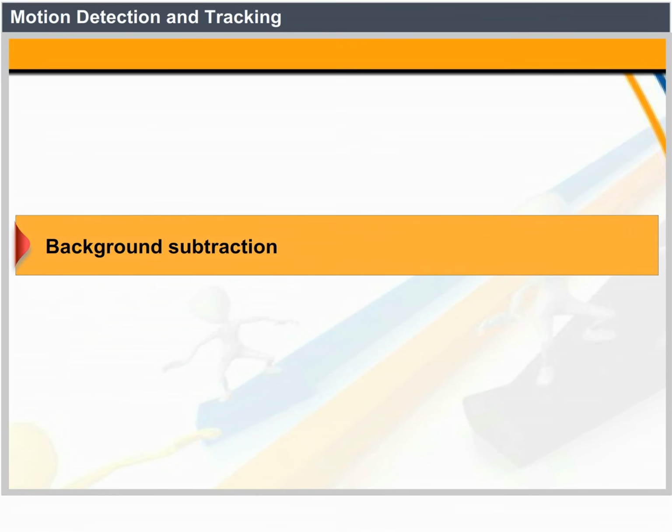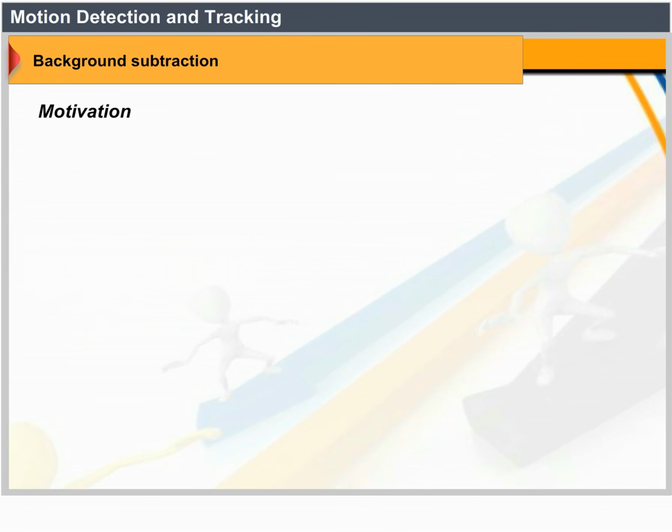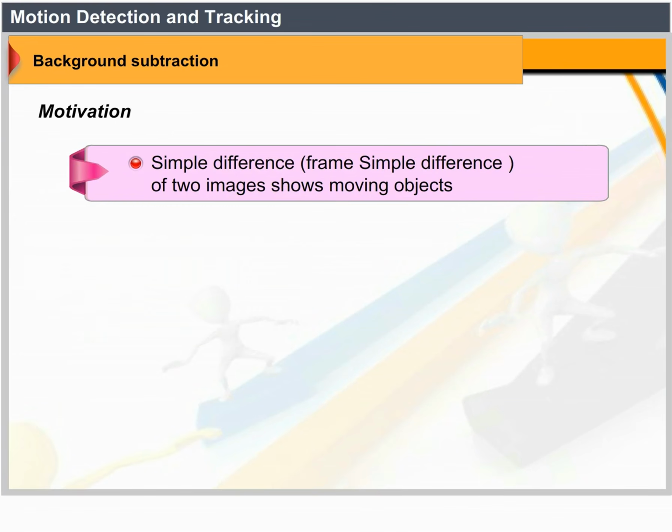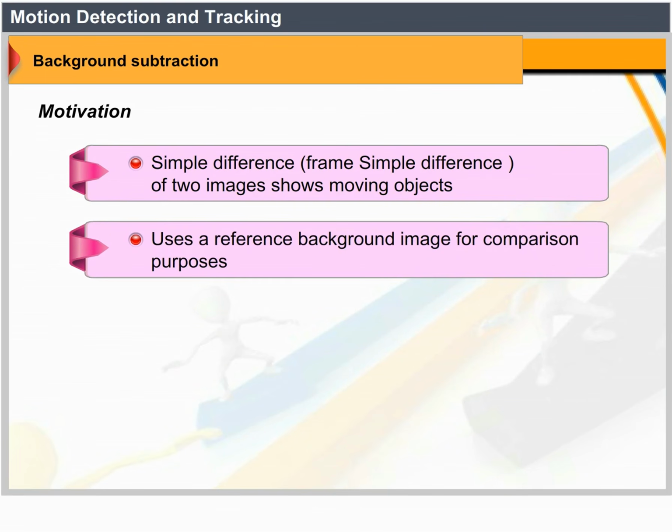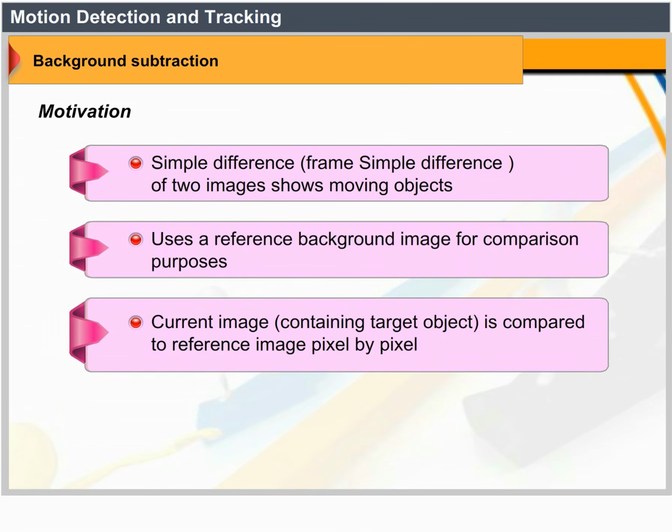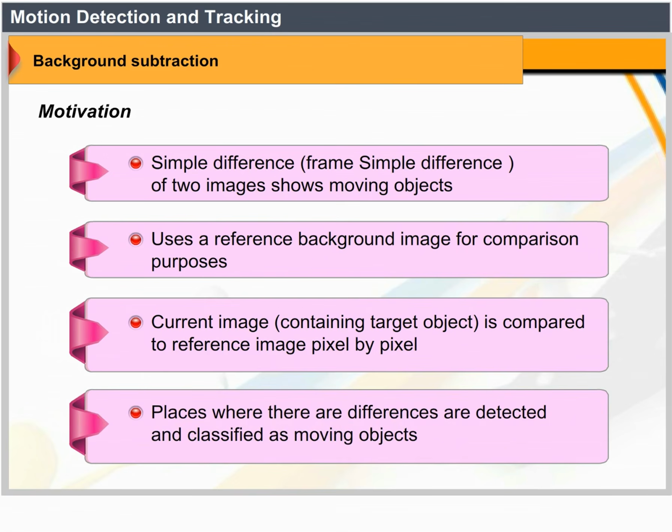Background subtraction. Motivation. Simple difference: the simple difference of two images shows moving objects. It uses a reference background image for comparison purposes. The current image containing the target object is compared to the reference image by pixel. Places where there are differences are detected and classified as moving objects.